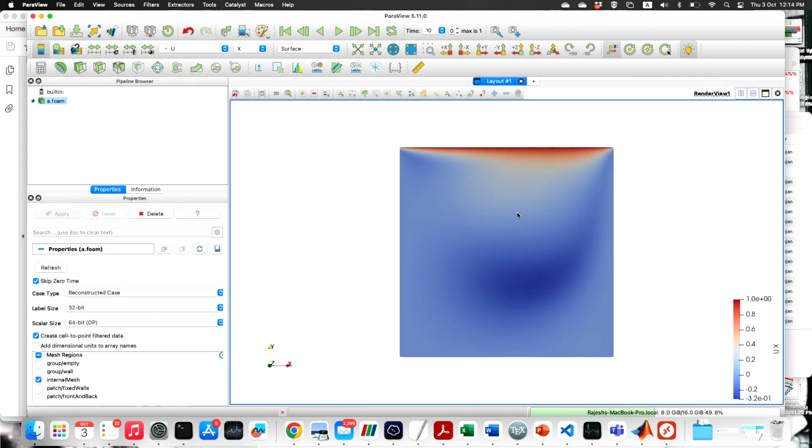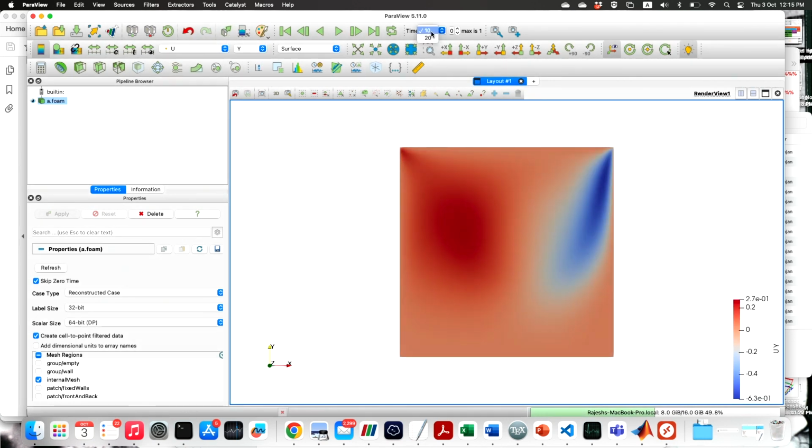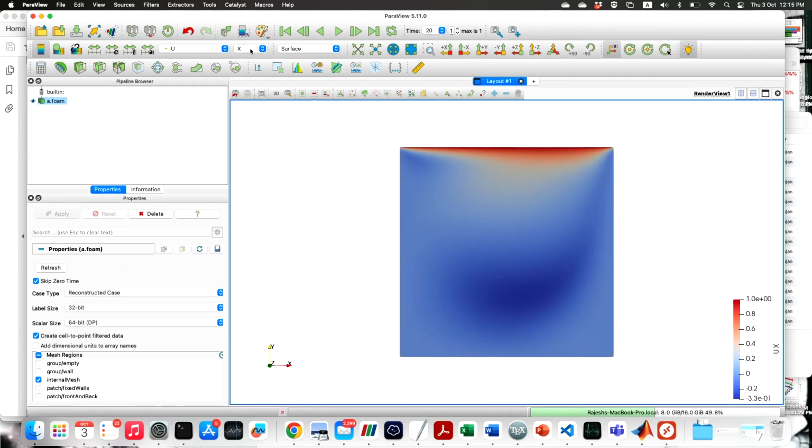This is, for example, the x velocity. This is y velocity, and this is time equal to 10. If you go to 20, this is how it looks, right. So at different times you can see how your x velocity and y velocity are changing.